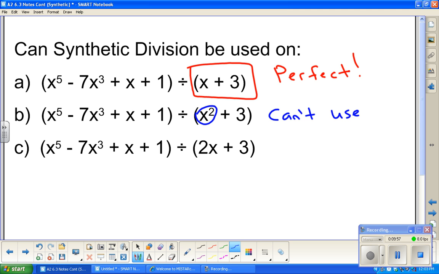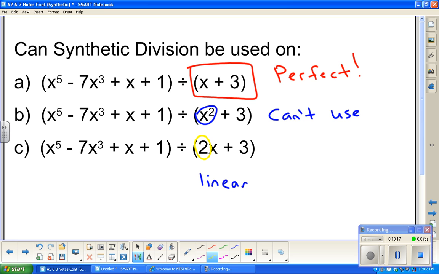What about C? Okay, it's linear, right? So there's a problem with the 2. Now there are ways around it. If we were going to use synthetic, you would have to divide every term by 2.